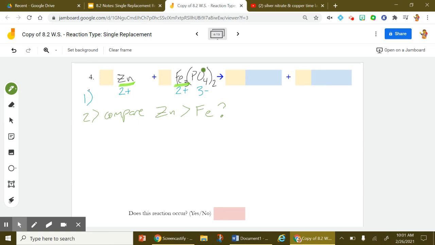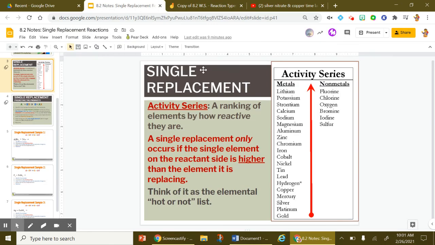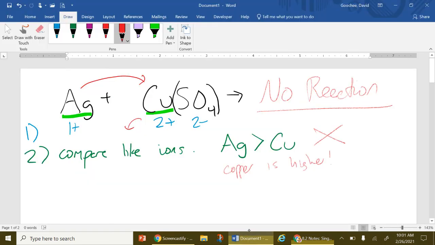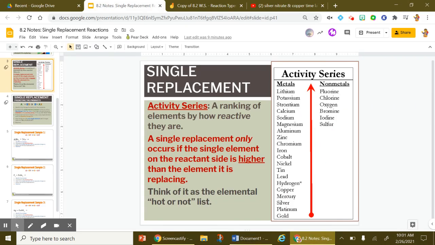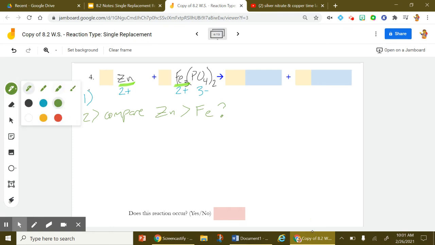So let's take a look at the activity series. Is zinc higher than iron on this activity series? So go to the activity series. Let's see. Zinc is higher than iron on this activity series. So this reaction does occur, all right, because zinc is higher on the activity series.